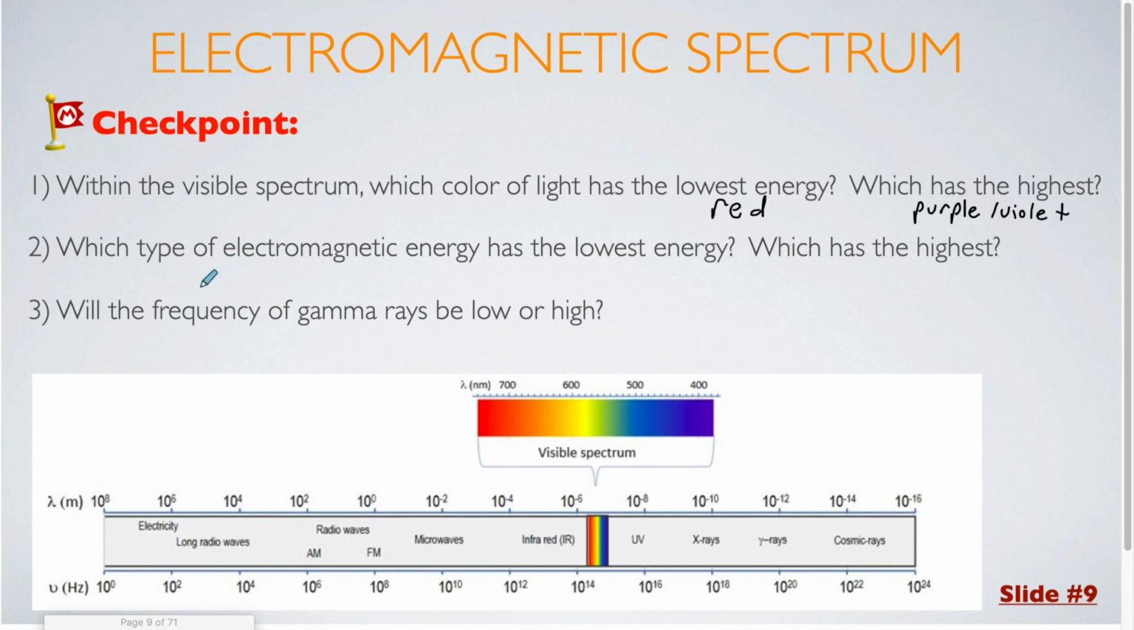Which type of electromagnetic energy has the lowest energy? Which one has the highest? So now we're looking at the electromagnetic spectrum as a whole. On the low end, we would have electricity because these have the longest waves.